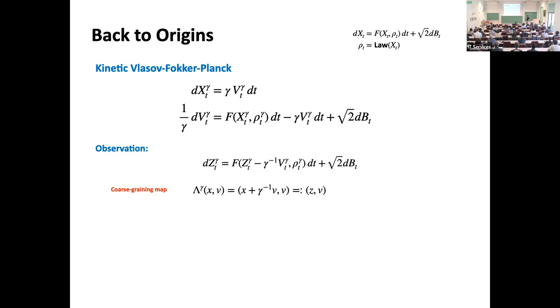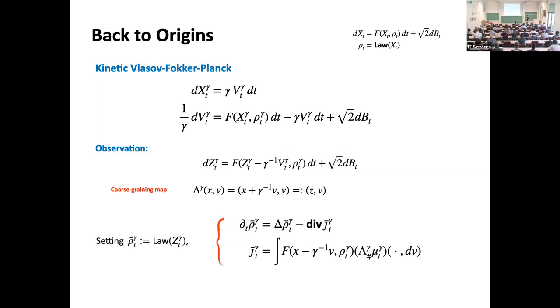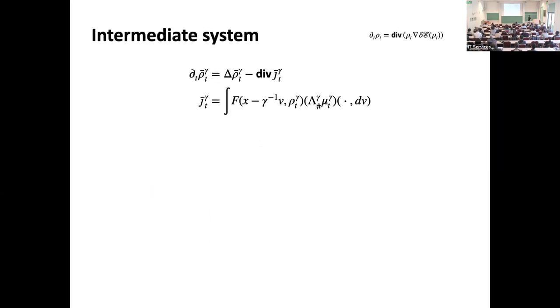And then we're going to take the law of z. When we do this, we arrive at something that looks very, very familiar. It's almost like the equation in the limit that we expect, except for this term here. So there is a flux that is somehow not the same as the flux you want. And this flux depends on the kinetic variable, so it depends on mu, the solution of the kinetic Vlasov-Fokker-Planck equation. But the good thing is that it looks so similar to the overdamped limit that we can actually use this. All right, so this is what we call the intermediate system.